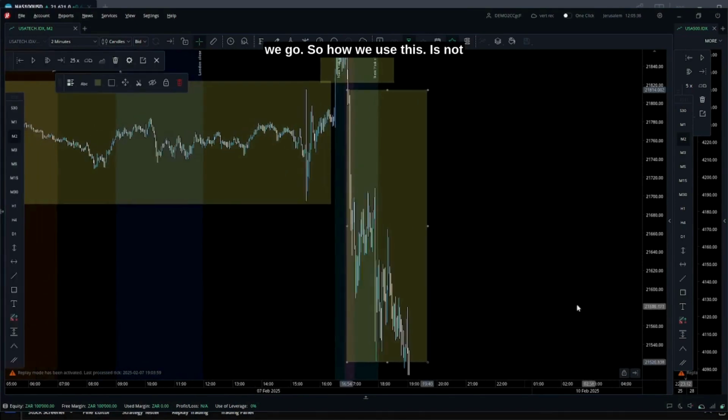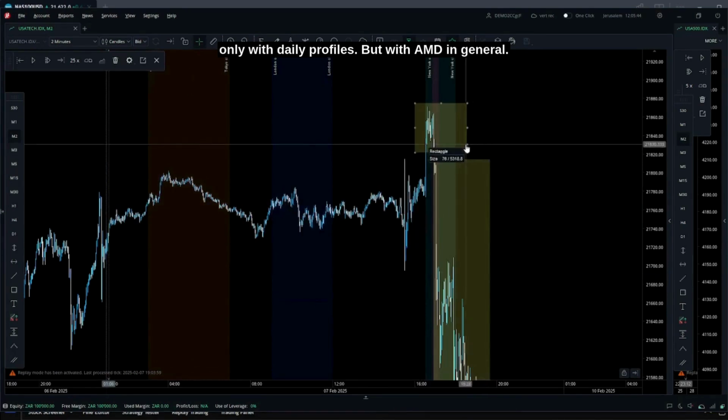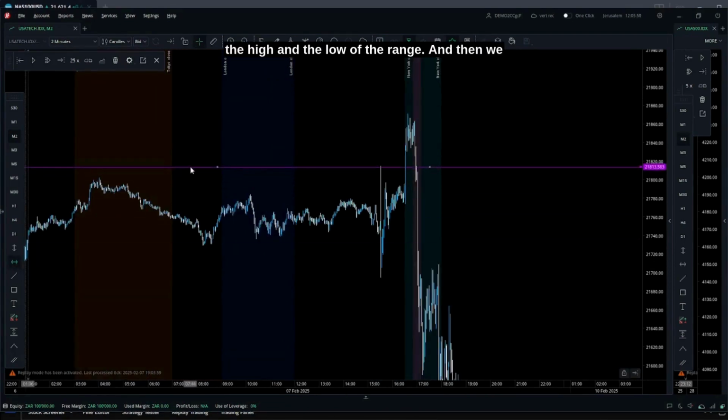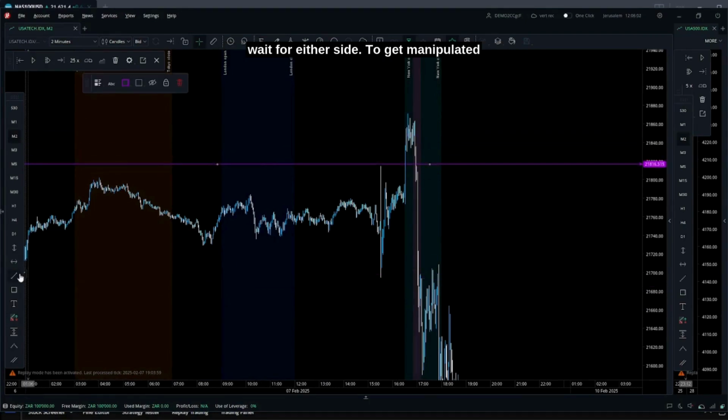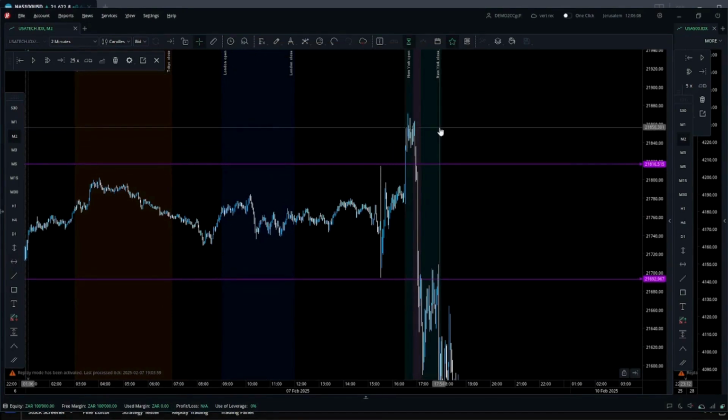There we go. So how I use this is not only with daily profiles, but with AMD in general. We mark out the range, so the high and the low of the range. And then we wait for either side to get manipulated during our New York session.